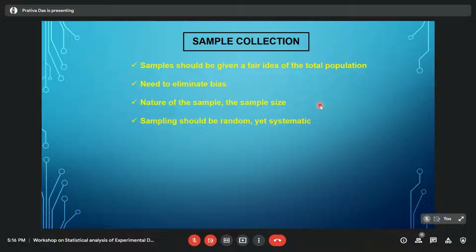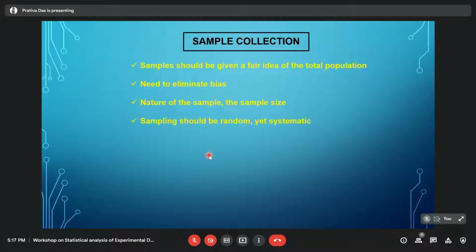It also depends on the nature of the sample, like what you actually want to infer from your data. That also needs to be considered when you are doing the sampling, and the sample size depends on the same. The other thing is that the sampling should be random. If you're checking the nutrition level in a certain population, it should be random enough to give you a whole scenario of that population. However, it has to be systematic also.